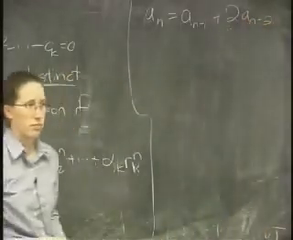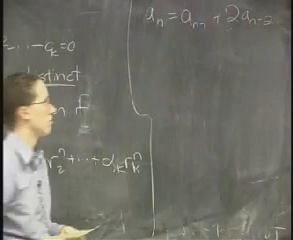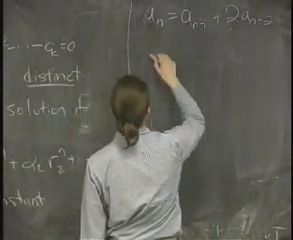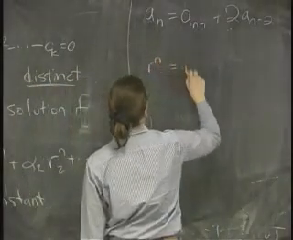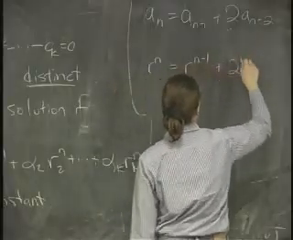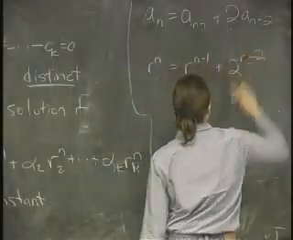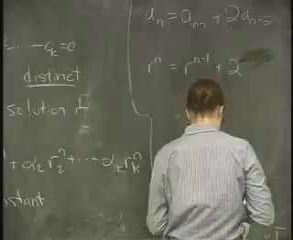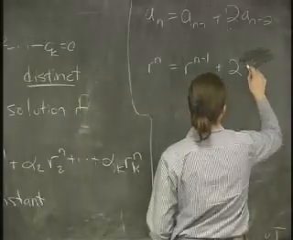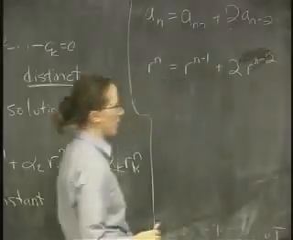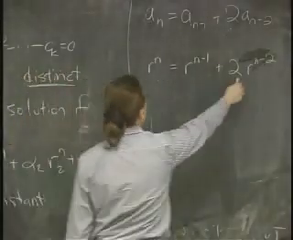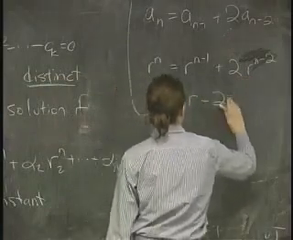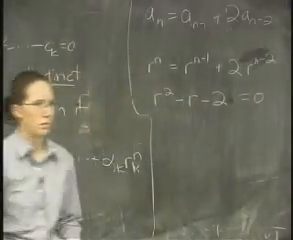Okay, so here's our recurrence relation. And I claim that if I write down this polynomial, so my polynomial is going to be r to the n equals r to the n minus 1 plus 2 r to the n minus 2. And so now if I subtract these over to the other side and divide by r to the n minus 2, this turns into r squared minus r minus 2 equals 0.